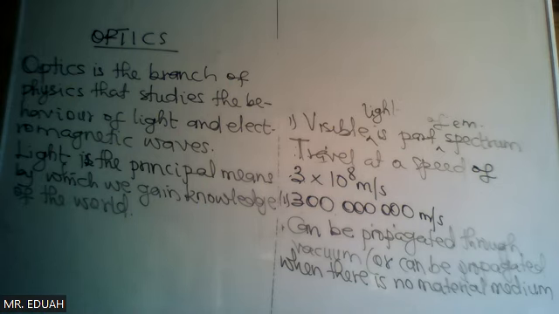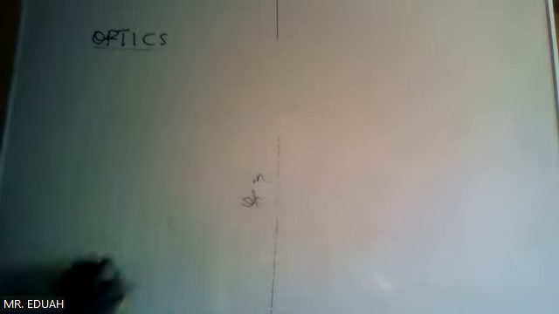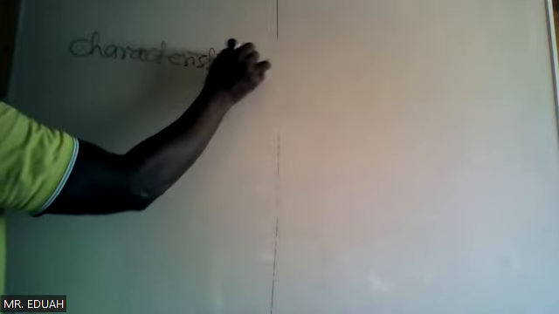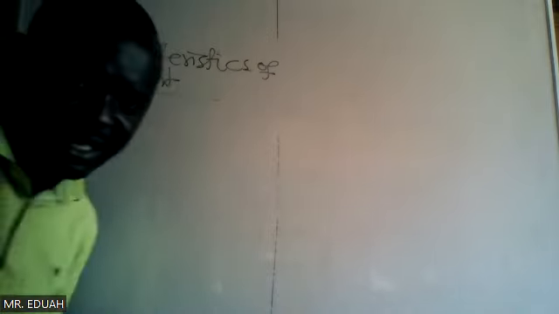All right, let's go into light properly. Properties of light, or characteristics. Light can go through or shows a lot of properties.